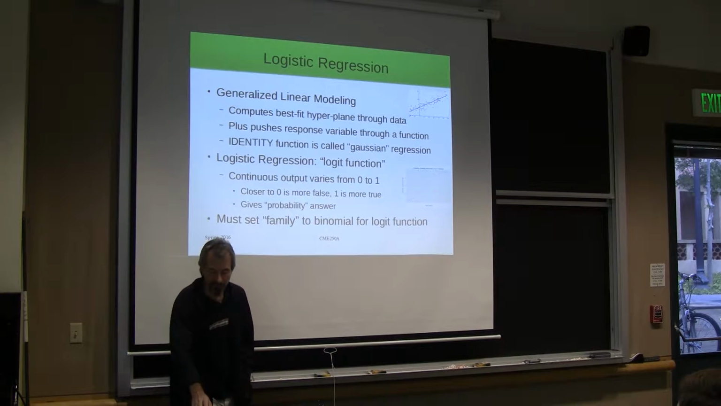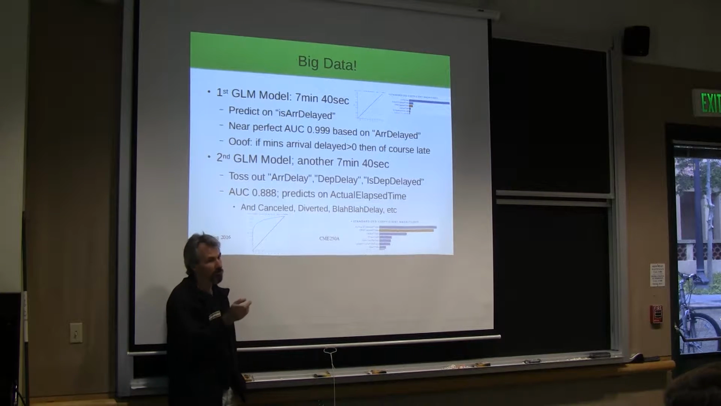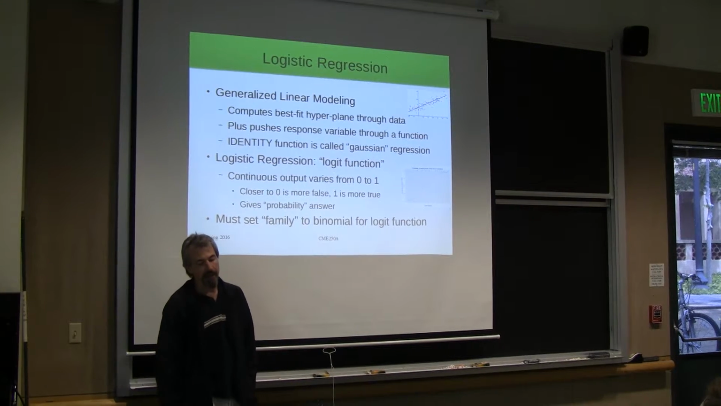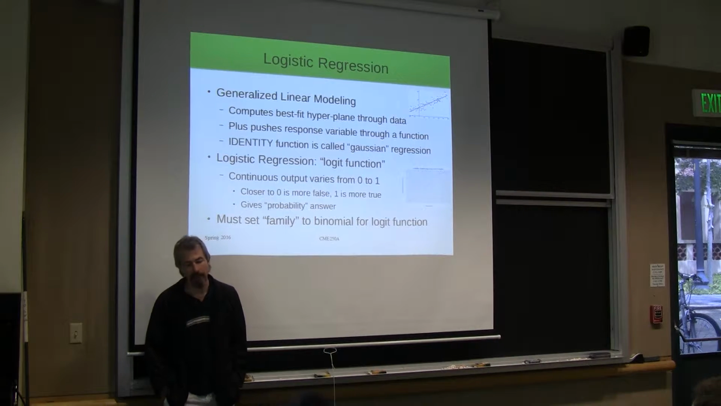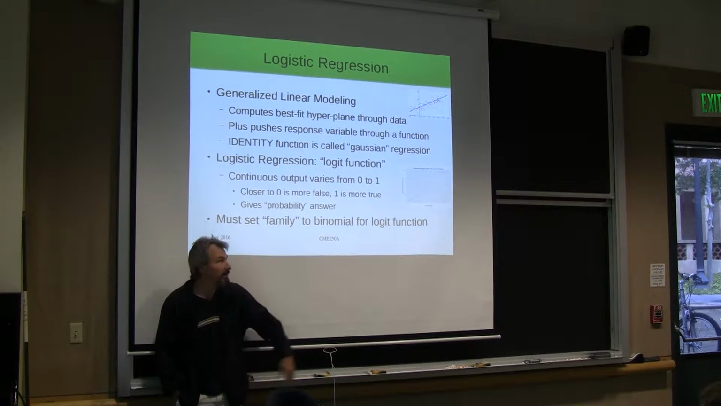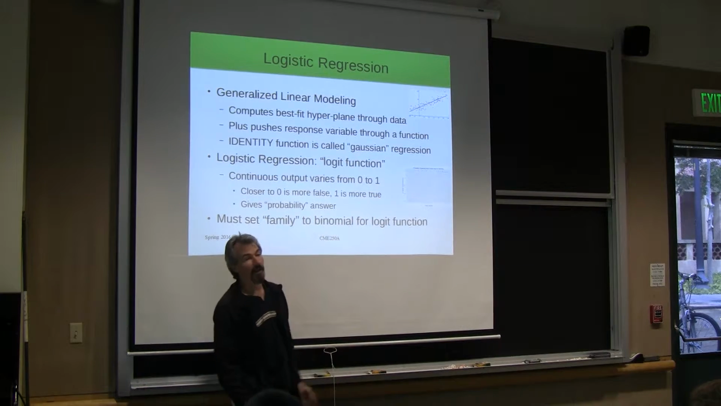So let me back up for a second here. I'm running GLM, generalized linear modeling. I'm actually predicting on a true or false value. So I'm looking for a logistic regression, logical, right? So logit notion, true or false. And I'm using generalized linear modeling as an easy, fast technique to do something. So generalized linear modeling fits a best fit hyperplane through the data. And here I have two dimensions, so a best fit hyperplane is one-dimensional, it's a line. There's your best fit line. Okay, fine.